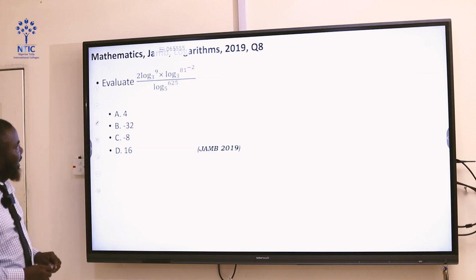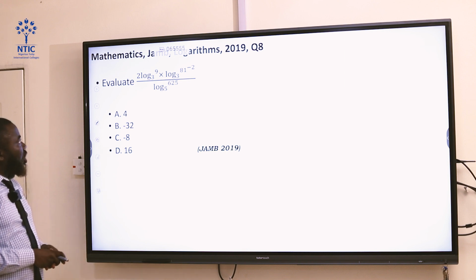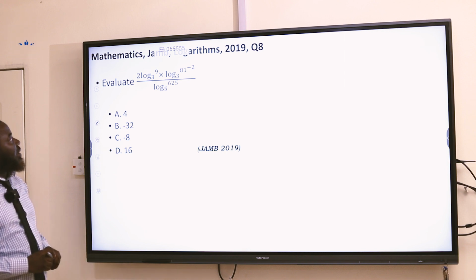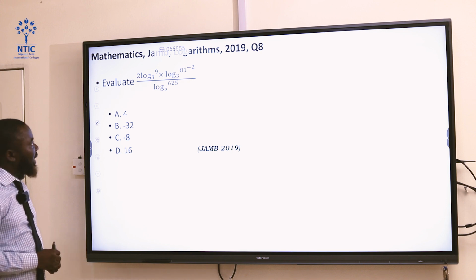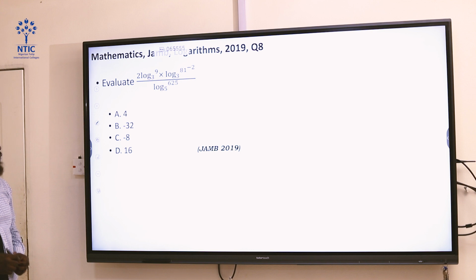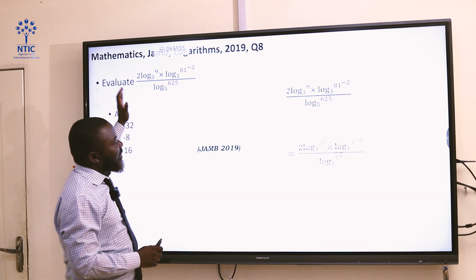Question number 8. We're to evaluate 2 log 9 to base 3 times log 81 to the power of minus 2 to base 3 all over log 625 to base 5. So this is our question.